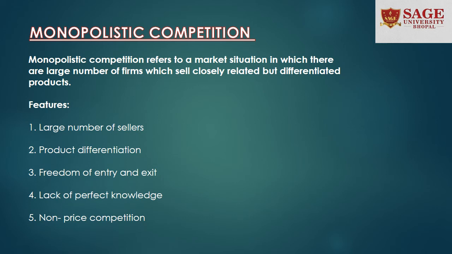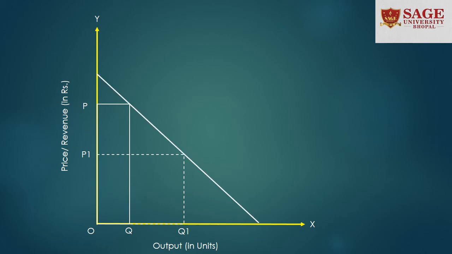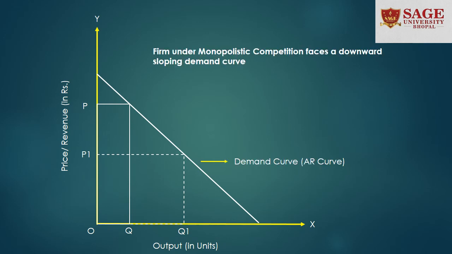Let us understand this through a graph. Output is measured along the x-axis and price and revenue along the y-axis. At OP price, a seller can sell OQ quantity. Demand rises to OQ1 when price is reduced to OP1. So, the demand curve under monopolistic competition is negatively sloped, as more quantity can be sold only at a lower price. A firm under monopolistic competition faces a downward sloping demand curve.